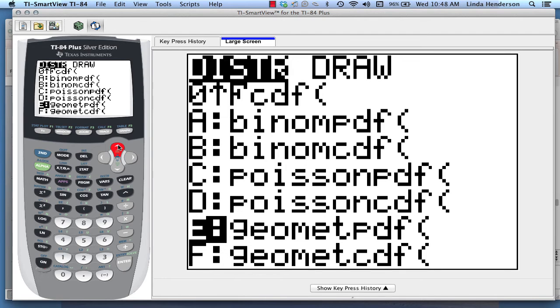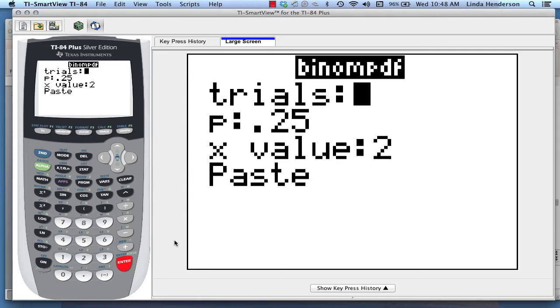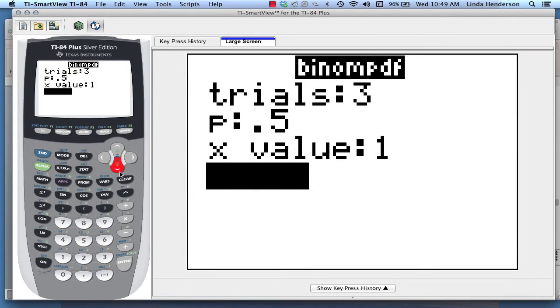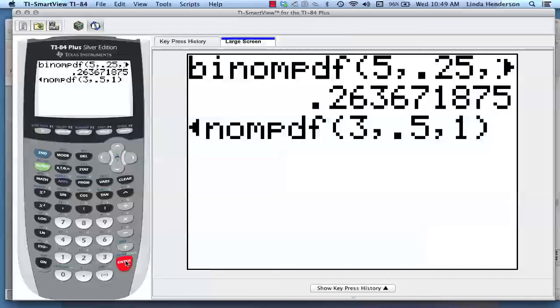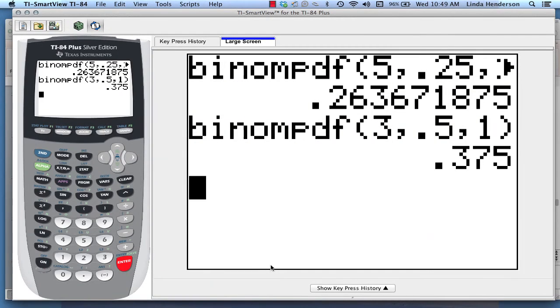Since we want the probability that x equals 1, that's a binom PDF, for probability distribution function. We were flipping a coin 3 times, so change the number of trials to 3. Little p, of course, would be 0.5 because there's a 50% chance of getting a head. Remember, we wanted to only get 1 head when we flip the coin. So do paste and then enter, and there's the 0.375 we got.